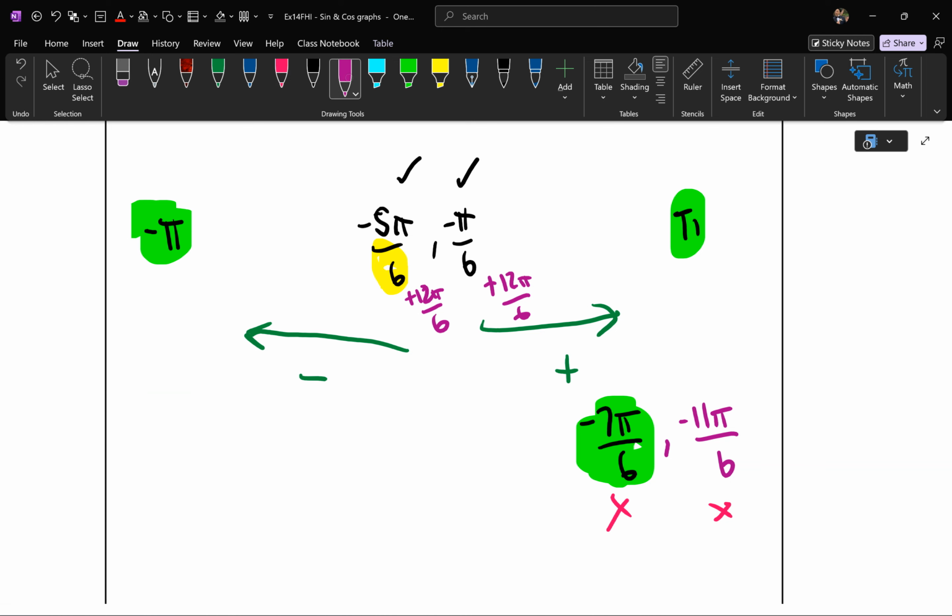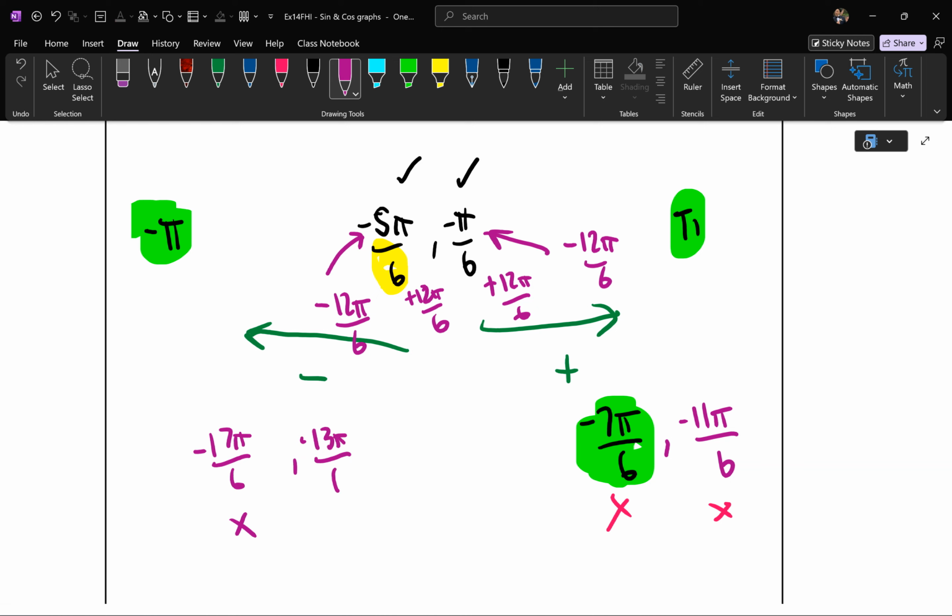Then we say, all right, well, let's do the other way then. Let's say I subtract. What if I subtract 12 pi on 6 from this value, and subtract 12 pi on 6 from this value? See what you get. Same thing, negative 5 take away 12 gets you negative 17. Still worse. And then negative pi take away 12 again, negative 13 pi on 6. Still worse. So hence, there's only 2.